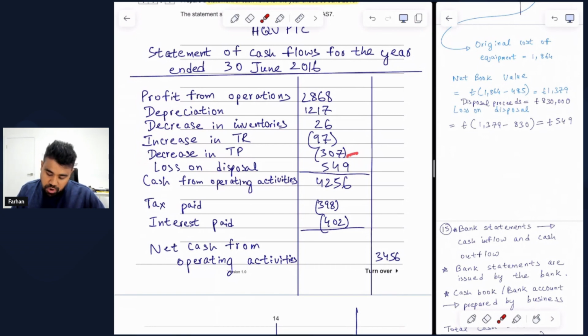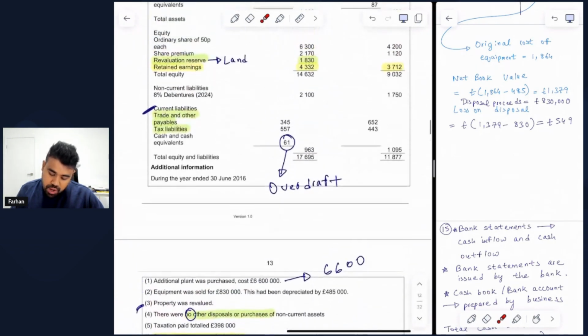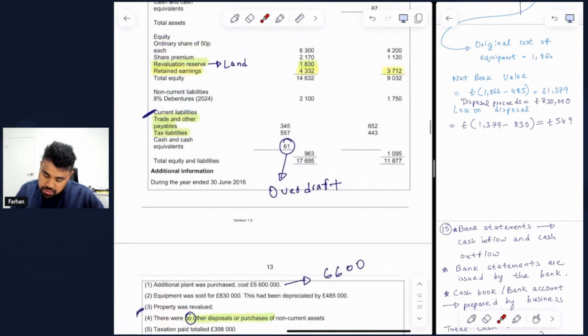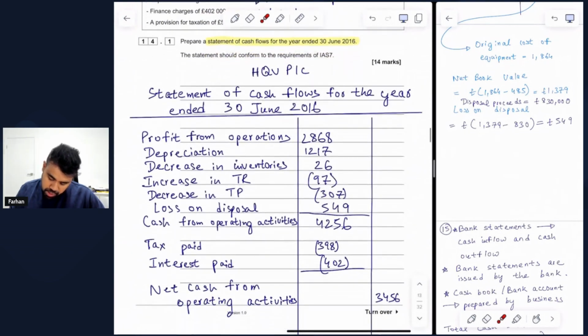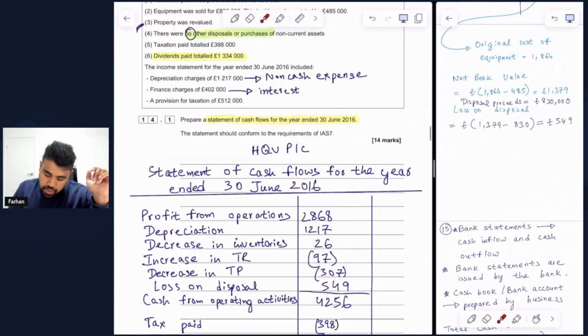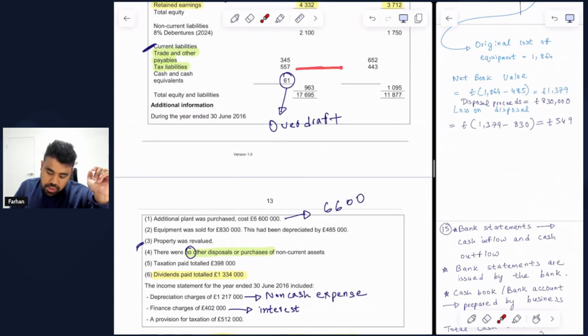Okay, so we have already discussed the loss and disposal. So you will see that we have another current liability for taxes. Let me show you the treatment in this case. Now, if your tax payable goes up in between the years, as you can see in this case, so you have a new liability of 557 and an old liability of 443.